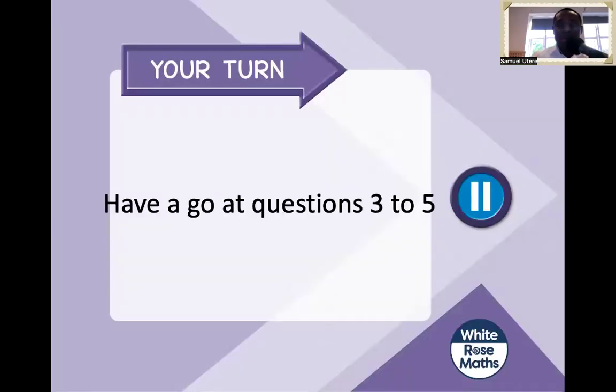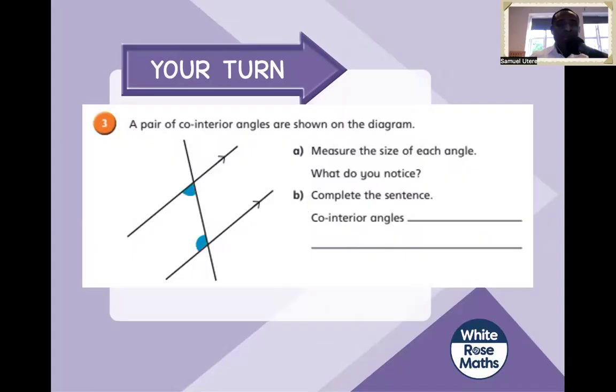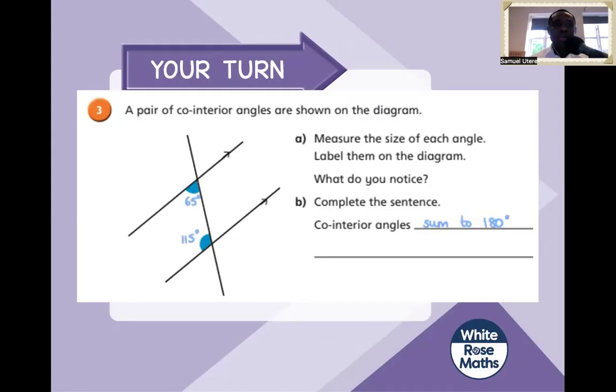Let's now practice what you've learned. Pause the video and answer question 3 in 2 minutes. When you have questions like this, you could pause the video, take a screenshot, print it so that you have the worksheet to practice, or buy the worksheet from White Rose Maths. So here is question 3. Here is the answer. A pair of co-interior angles are shown on the diagram.